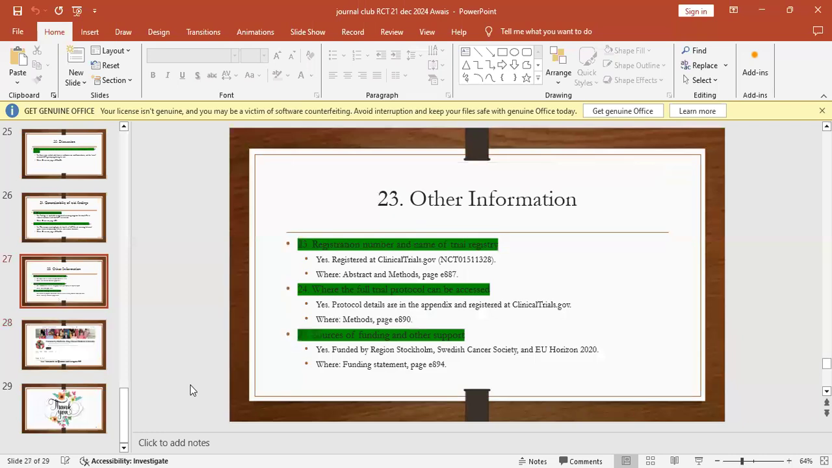So overall, this article is a very good article. It has addressed all the points according to the CONSORT checklist. It has given flow charts, tables, and other necessary information that has to be included in the CONSORT checklist.